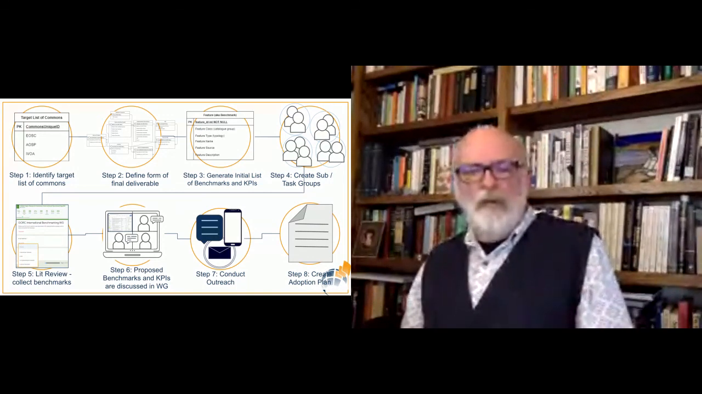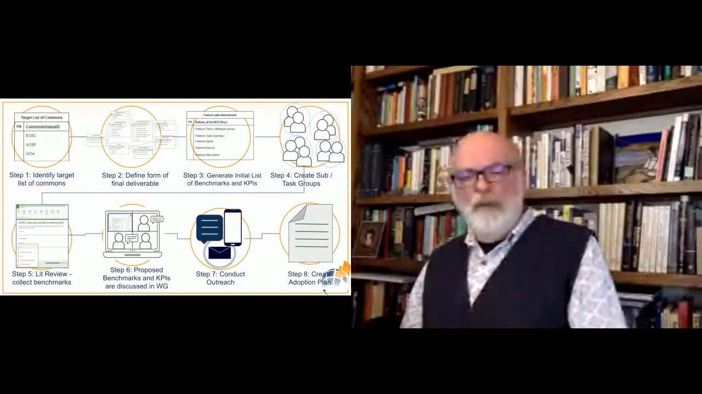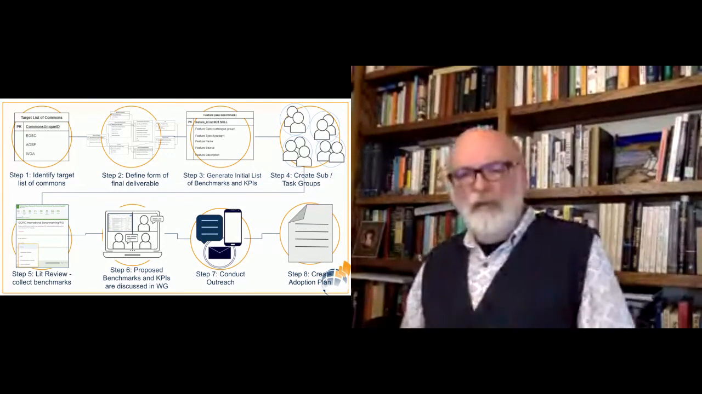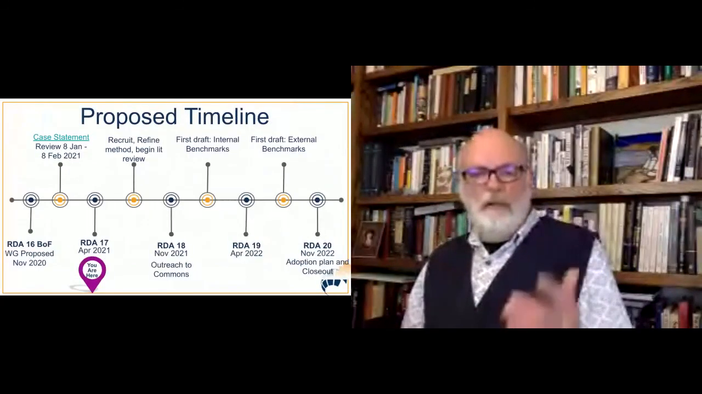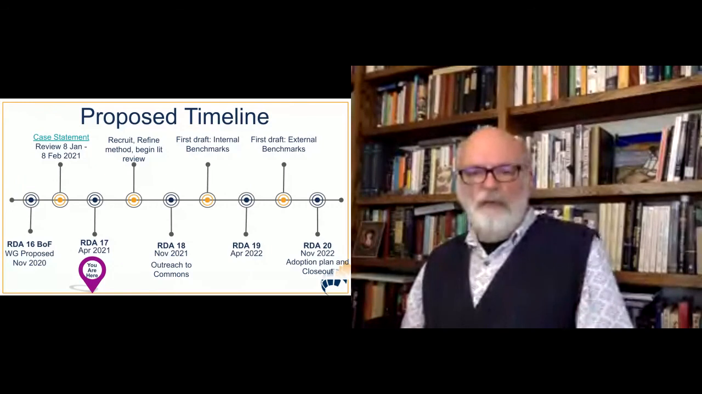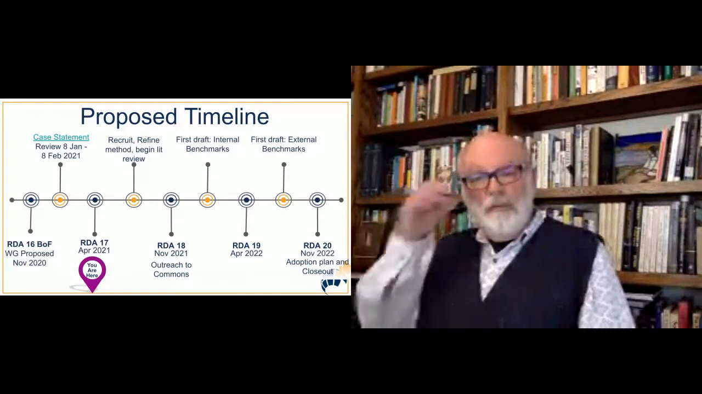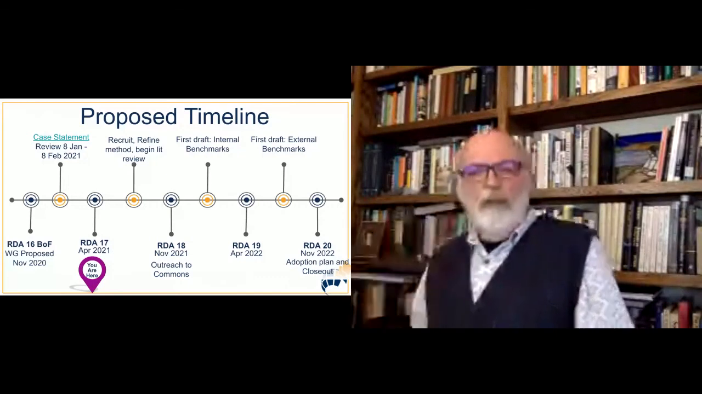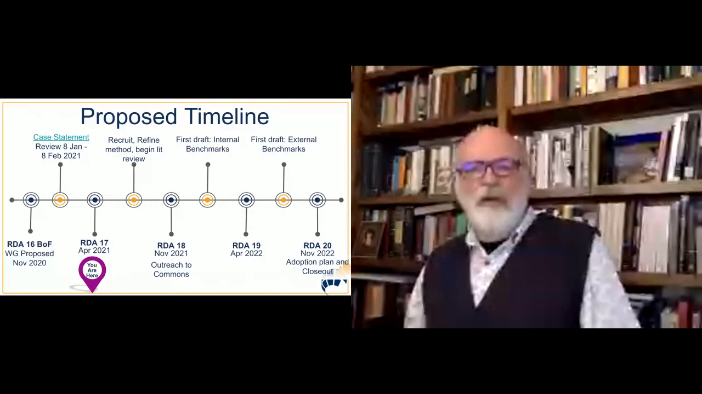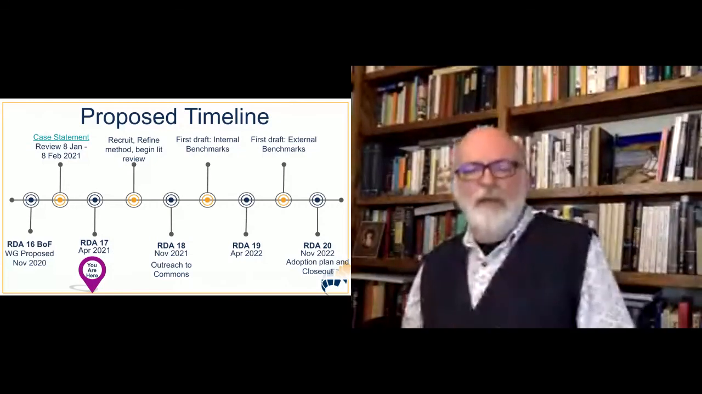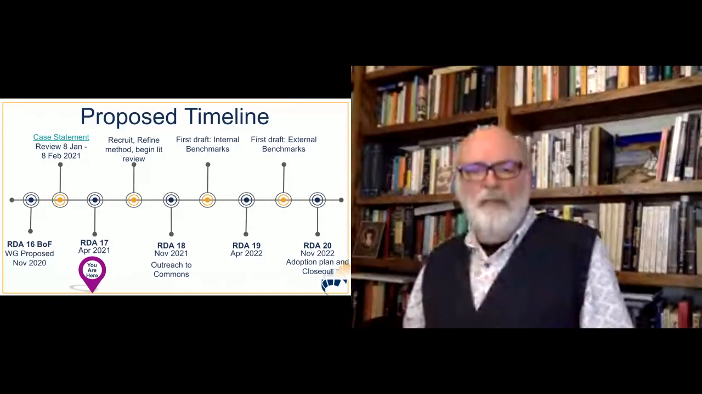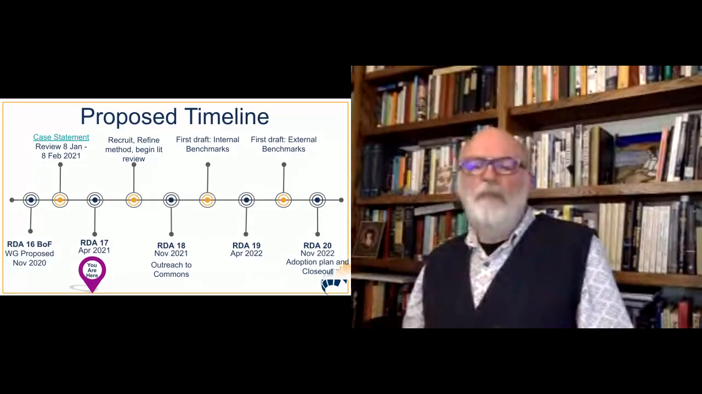We'll discuss them in the broader working group, and then we will conduct outreach into the various global research infrastructures community. And the goal is by November 2022 to have a final output, which would be an adoption plan. And in between, so RDA 19 and 18, we would obviously continue the work, and you can see the different draft outputs that we're planning at the top.